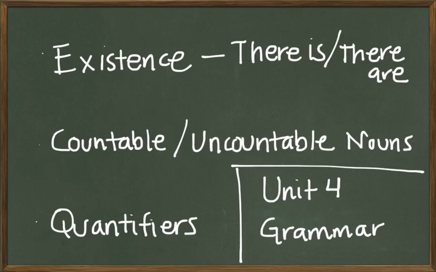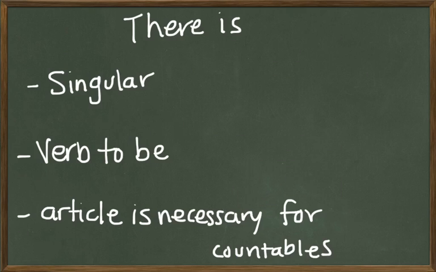Remember that this video will cover Unit 4 in our elementary book, and this is the grammar that you will find in this section. Today we're going to talk about existence using the expressions there is and there are. Also, we will talk about countable and uncountable nouns. We are going to explain this in more detail later on. And finally, we're going to talk about quantifiers such as some and a lot of. Let's begin with our first item.